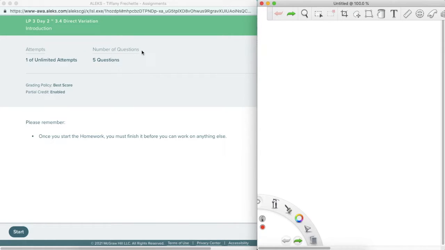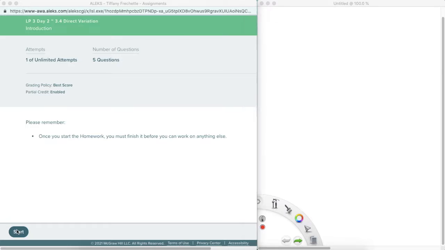This particular assignment has 5 questions. They should be anywhere from 1 to 10 questions. We tried to cap it at 10 there. And then grading policy is best score, so whichever attempt is the best one is the one you get to keep. The partial credit is enabled, so if you answer 1 of 5 questions, you get credit for your 1 question. Down here it says, once you start your homework, you must finish it before you can do anything else.